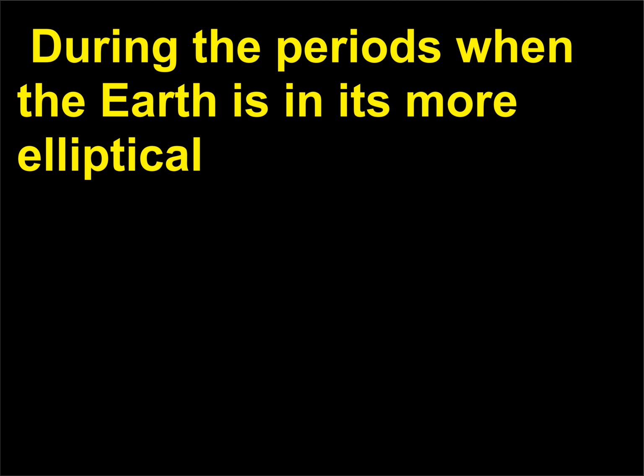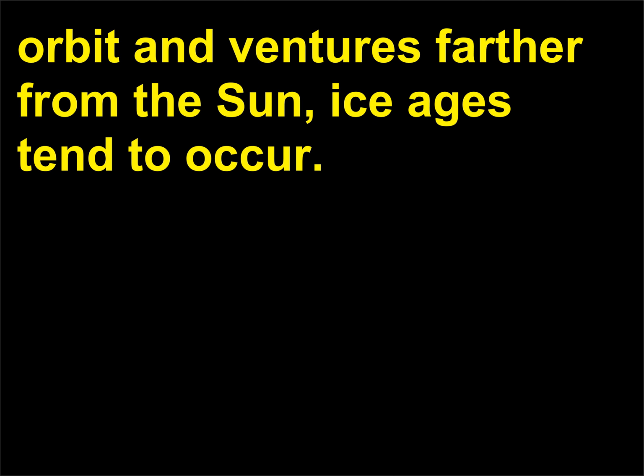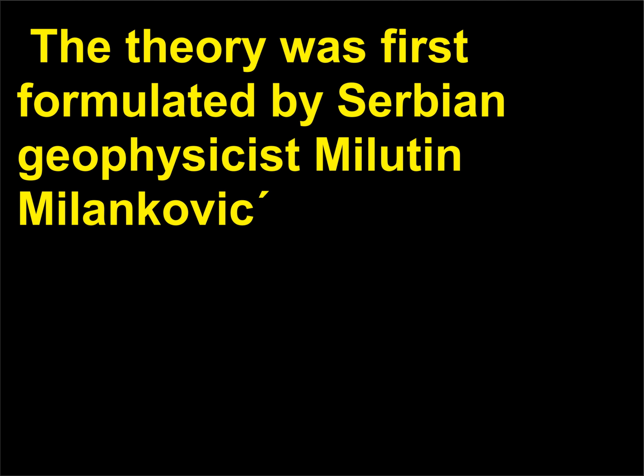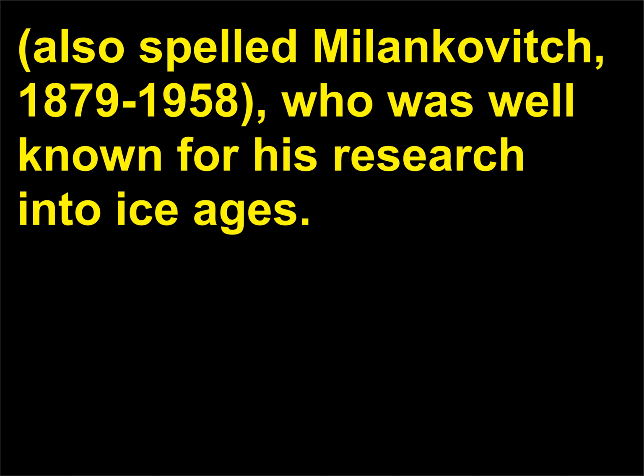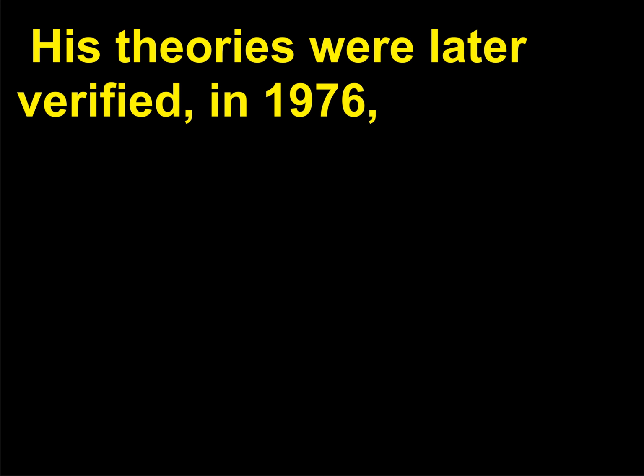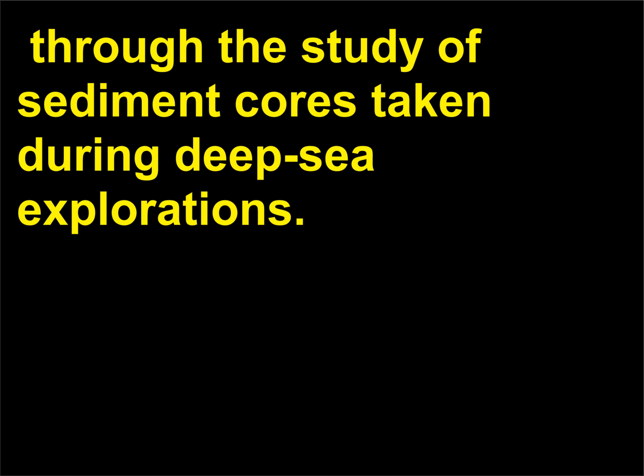During the periods when the Earth is in its more elliptical orbit and ventures farther from the Sun, ice ages tend to occur. The theory was first formulated by Serbian geophysicist Milutin Milankovic, also spelled Milankovic, 1879 to 1958, who was well known for his research into ice ages. His theories were later verified, in 1976, through the study of sediment cores taken during deep-sea explorations.